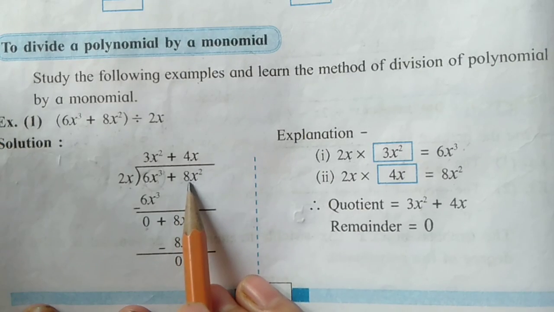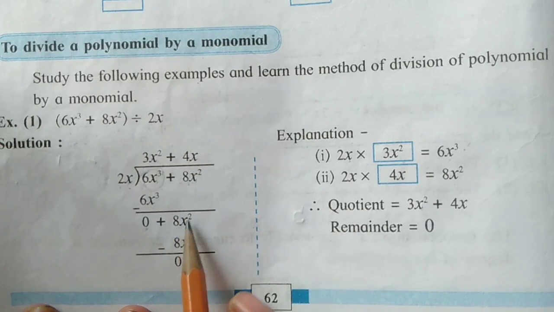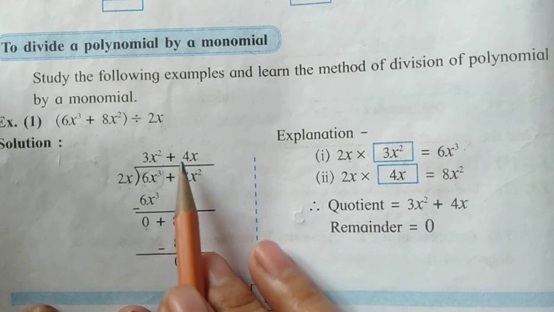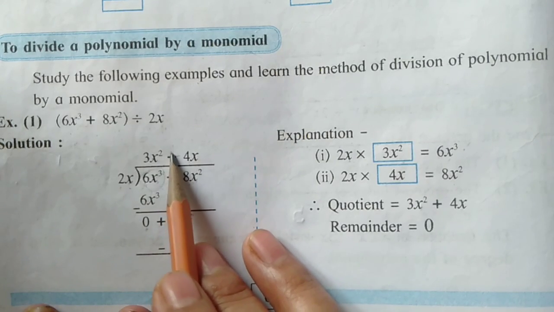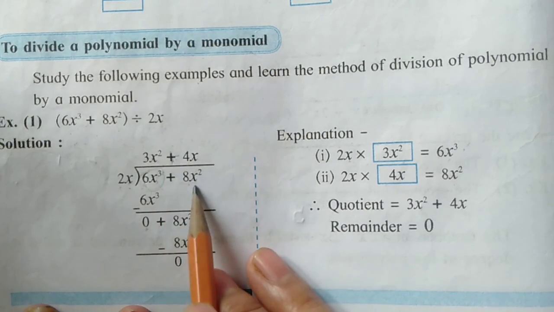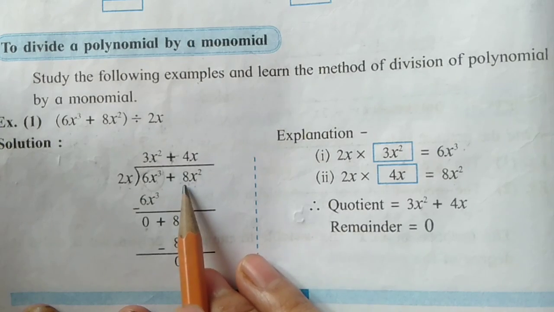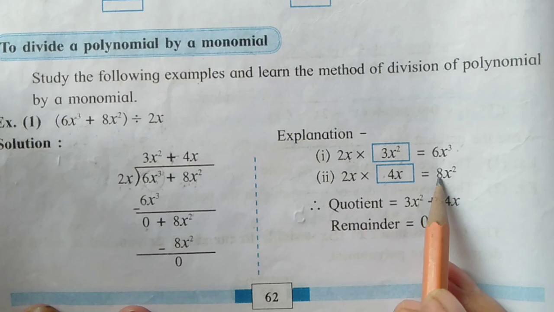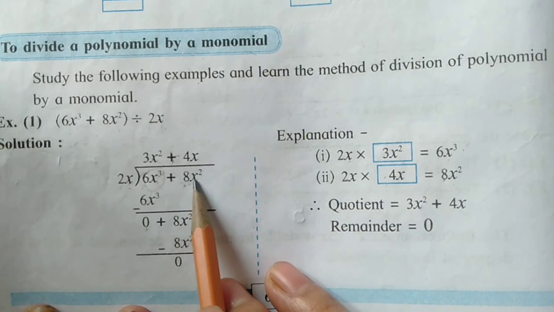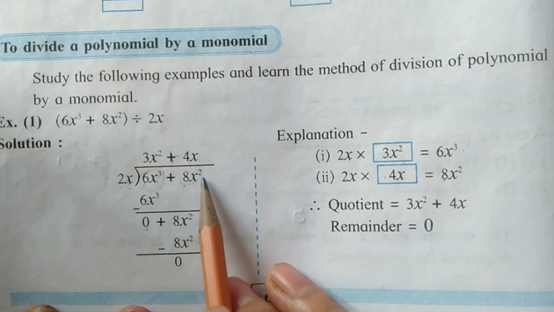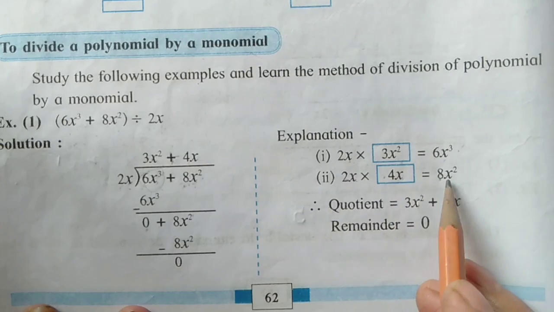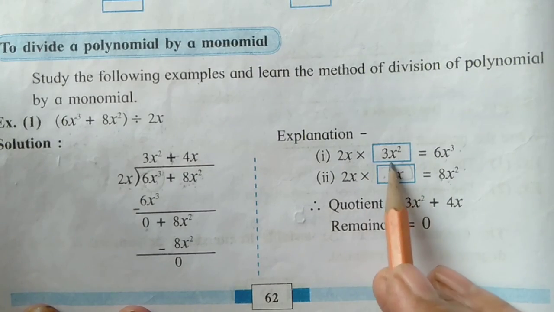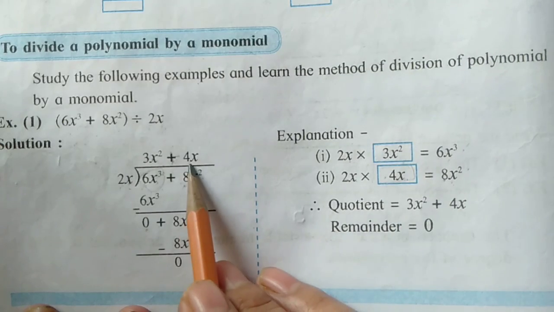Write down the next term of the dividend. It is plus 8x square. So the sign of the next term is plus. So write down here plus in the quotient. Now what do we want? We want the 8. So we know that 2 4s are 8. And see the variable part. We want the x square. So x into x is x square. So our required next term is 4x.